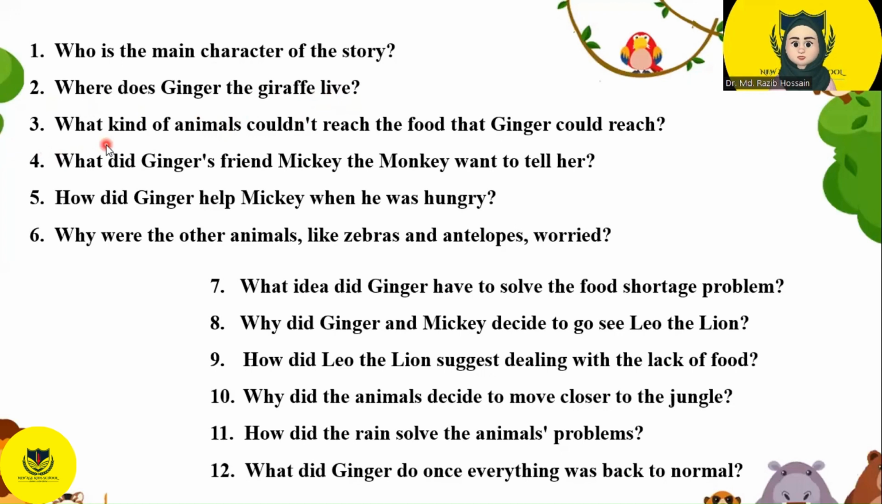Third question is, what kind of animals couldn't reach the food that Ginger could reach?